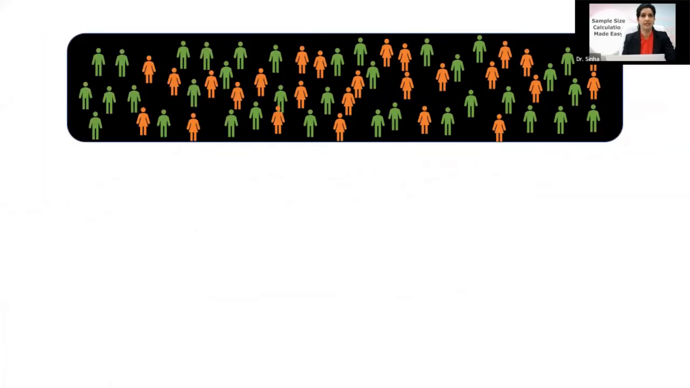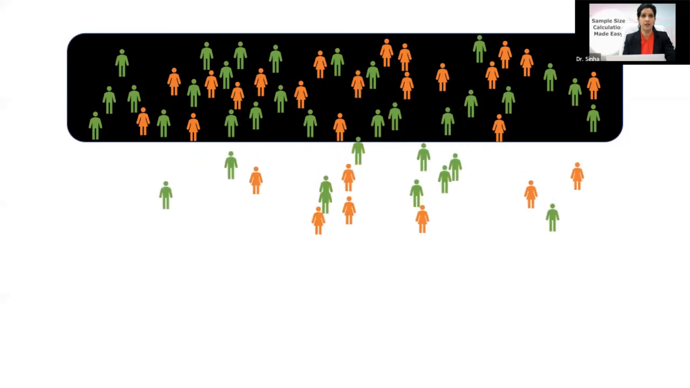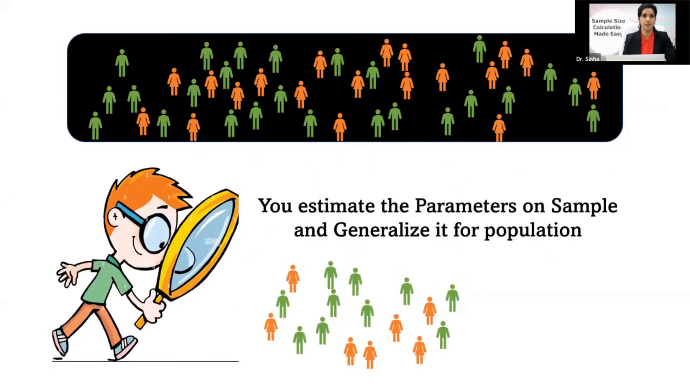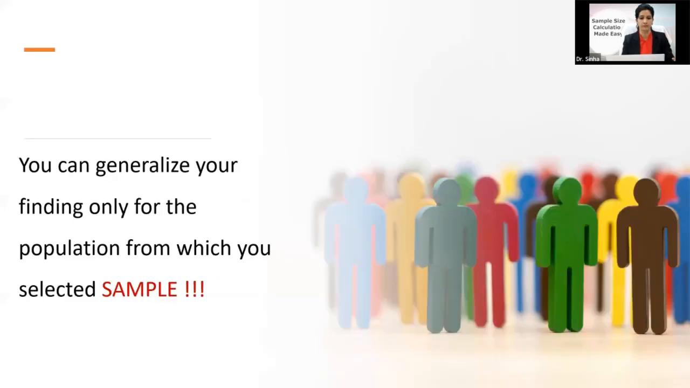Now just see this example. This is a population where you can see the green and the orange. Orange is women and green are men. You have selected a sample from this population, and on that sample you have calculated the statistics. Whatever you calculate on the sample is known as the statistics, and what you generalize is known as the parameters. So you estimate those parameters and you generalize them for the population.